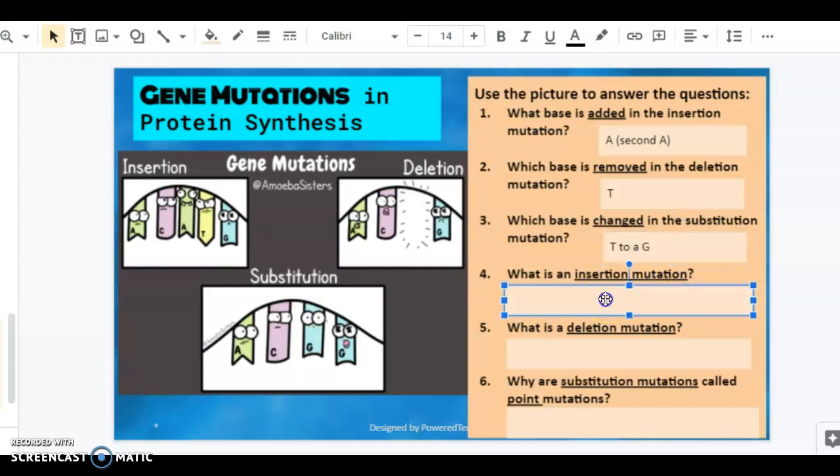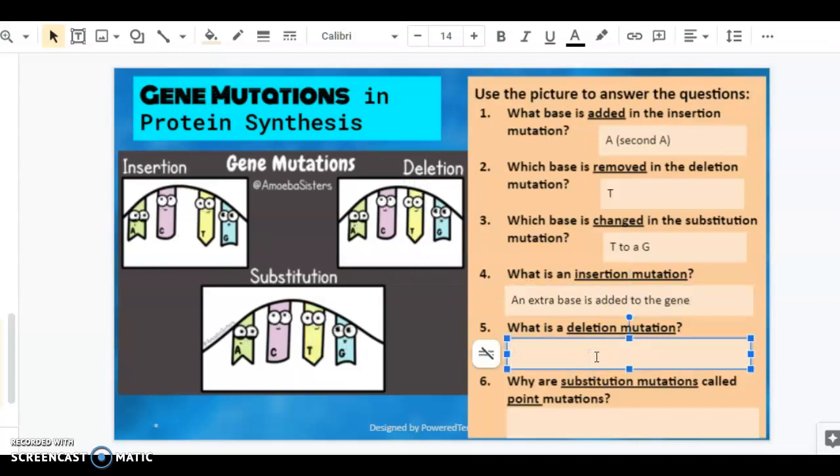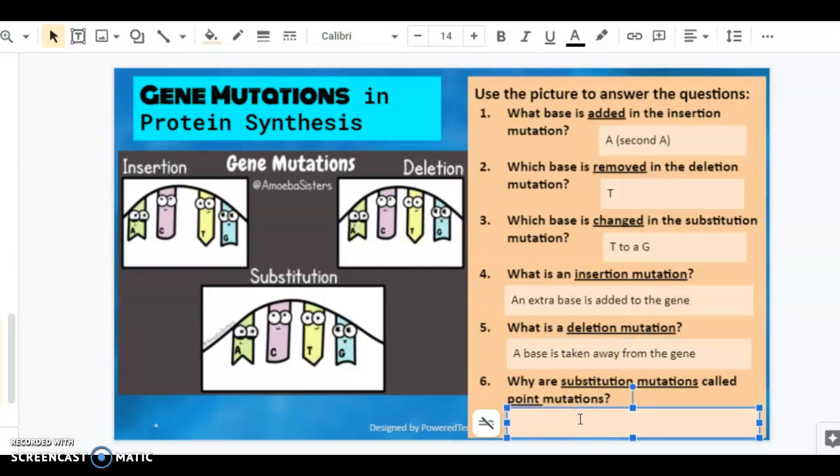What is an insertion? An extra base is added to the gene. What about a deletion? A base is taken away from the gene. Why are substitutions point mutations? They only affect one base, one point of the gene.